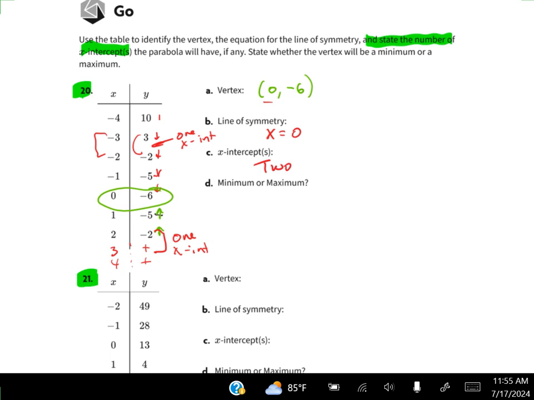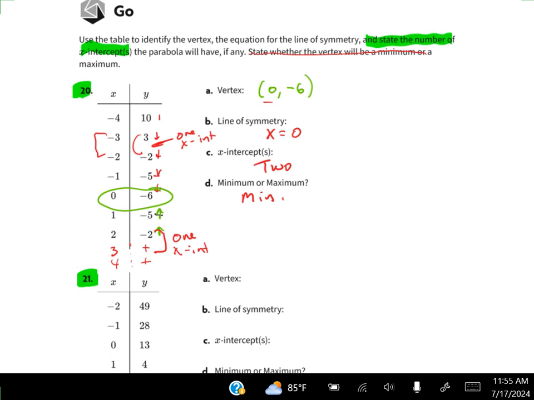And looking at our vertex, is it going to be a minimum or a maximum? Well, look at it. If you see the table here, we have values 10, and the lowest possible value that we can find in this table is -6. So that means that this value is going to be a minimum.